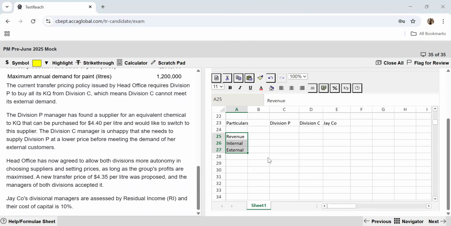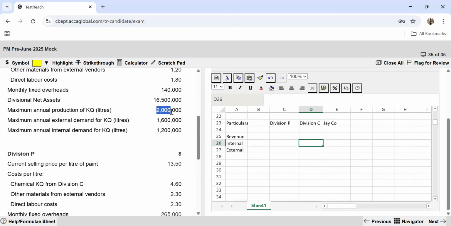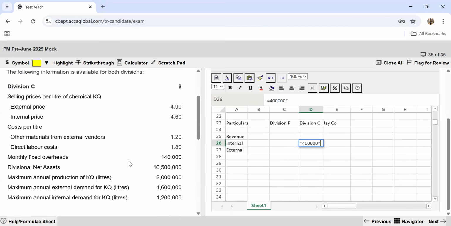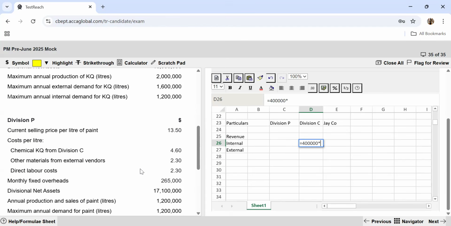So how much is Division C going to sell them internally? Division C has a spare capacity of 2,000 minus the maximum annual external demand of 1600. So that means only 400,000 liters is what Division C is going to supply internally. Internally, they are going to supply at what price? The same price that they did earlier times 4.6.